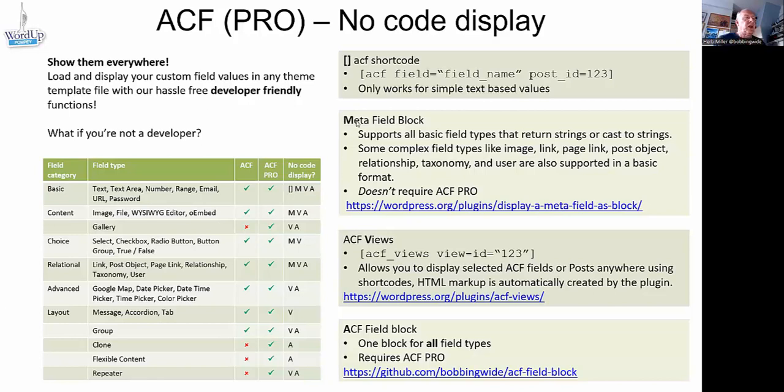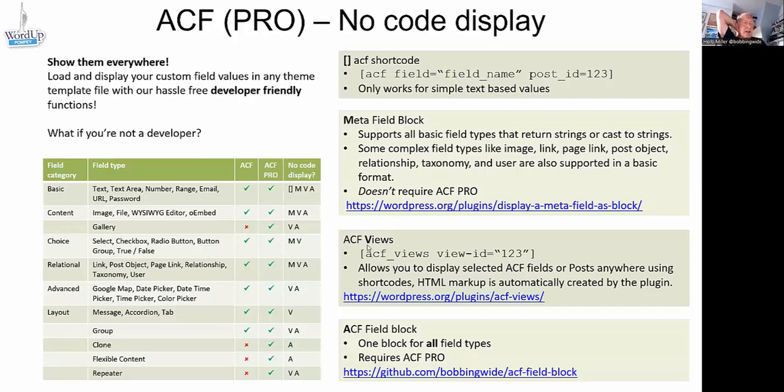So next I found something I wanted to use, the ability to put my metadata into blocks displaying the metadata, and the metafield block achieved that. And I didn't realize how great it was. It doesn't require ACF PRO. So I then checked what it could do, and it can display the basic fields, basic content, but not gallery because it doesn't handle ACF PRO, choice, relationship, and advanced, but not the Google map. And then it didn't display message, accordion and tab, and there's a good reason for that.